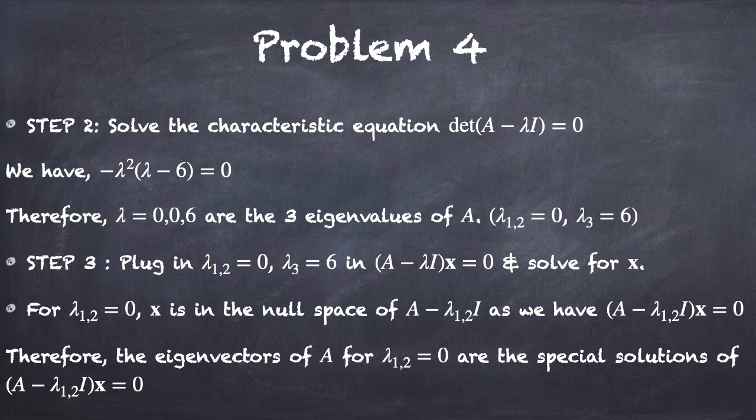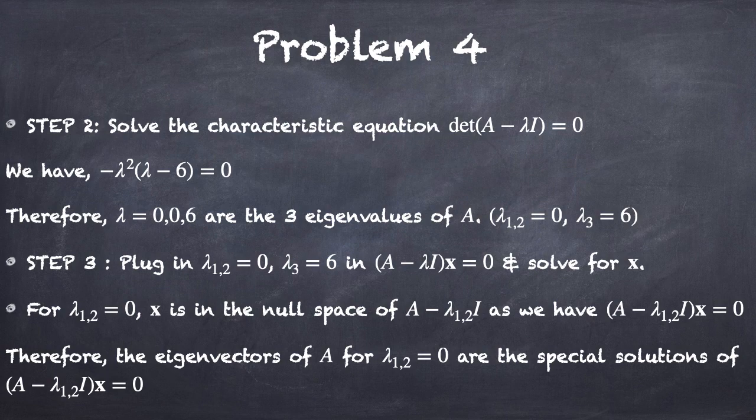So solve the characteristic equation negative lambda squared times lambda minus 6 equals 0. It should tell you that the lambda squared corresponds to 0. So the lambda squared consists of two roots and both are 0. So we get lambda equals 0, 0, and then the third root is lambda minus 6 equals 0, which should give you lambda equals 6. So lambda equals 0, 0, 6 are the three eigenvalues of A.